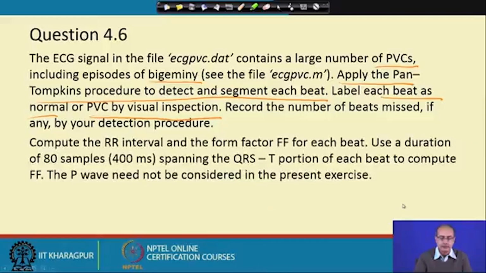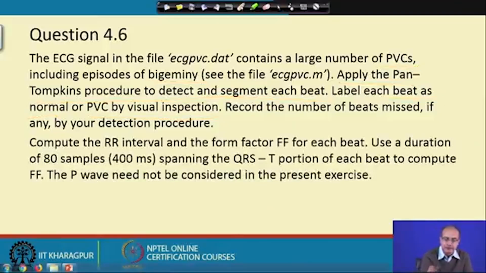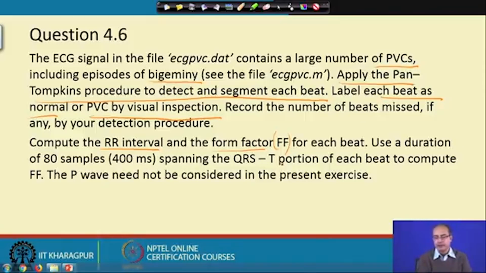Next, compute the RR interval and the form factor, given as FF, for each beat. Use a duration of 80 samples, which corresponds to 400 milliseconds, spanning the QRST portion of each beat to compute the form factor. The P wave need not be considered in this exercise. Many times P waves are not present properly, and because it is ventricular contraction, the QRS and T portion is most appropriate for this analysis, and that is why we have taken that portion, QRS to T.